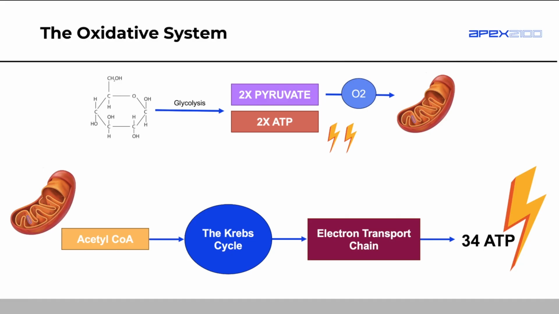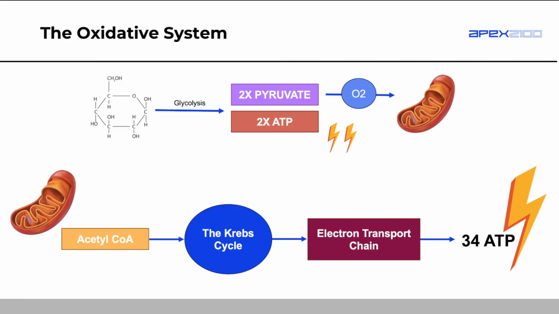So we know the first few steps. The pyruvate joins with oxygen, goes to the mitochondria. Within the mitochondria, that pyruvate becomes acetyl-CoA. That's just the name of it, just like pyruvate. You don't really need to know any more detail about acetyl-CoA. But we've got to talk about the Krebs cycle.